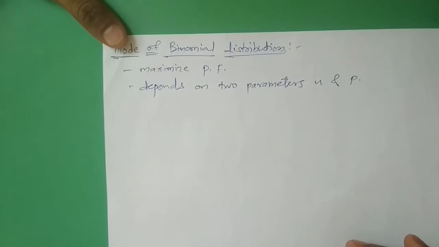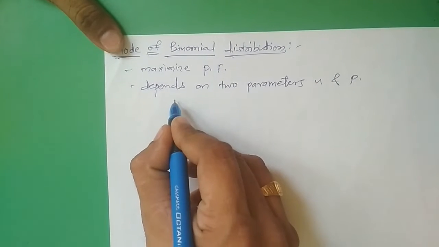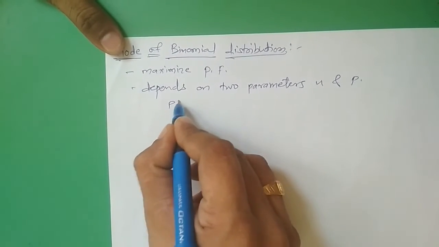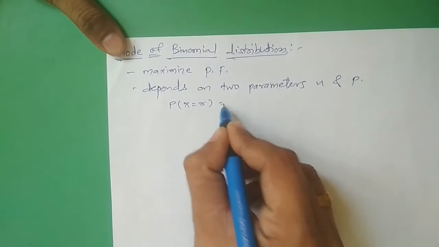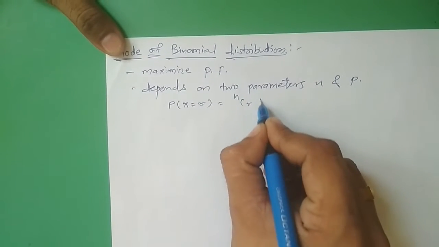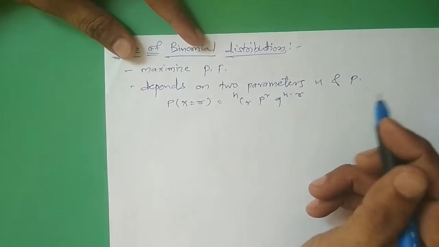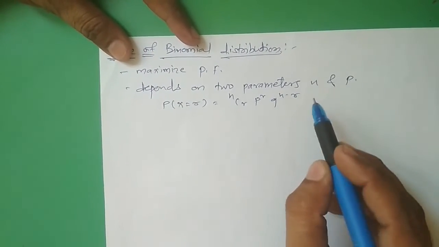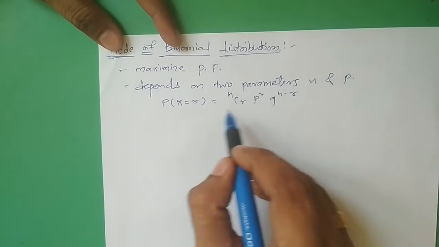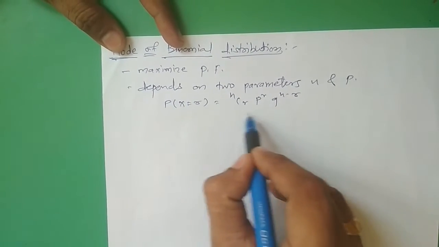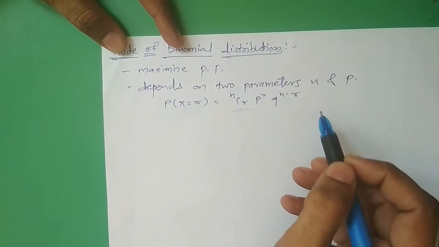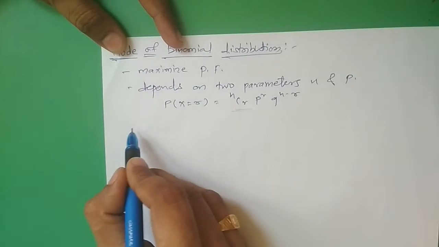So we have seen the formula for the binomial distribution is P(X = r) = nCr p^r q^(n-r), right? So in the case of a mode, this probability should be maximized. Okay. There are two cases.